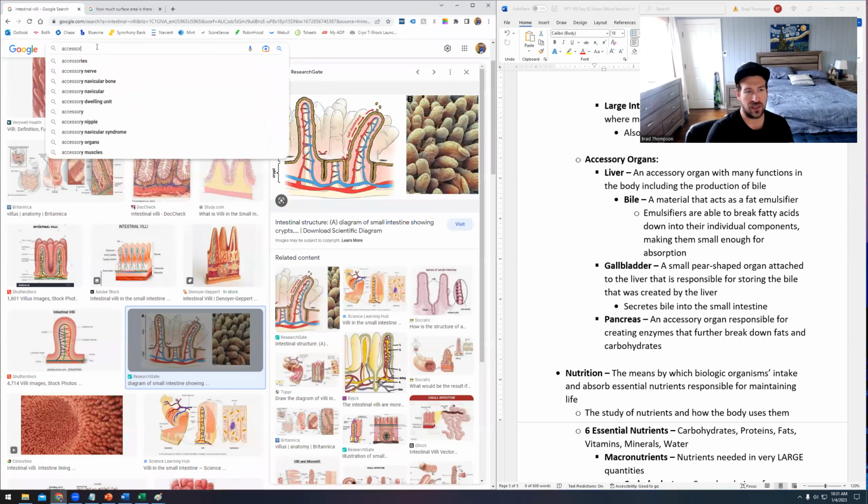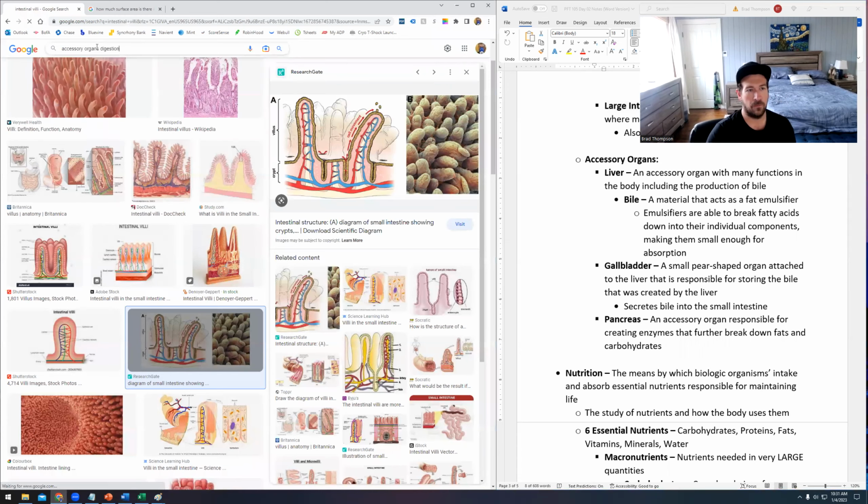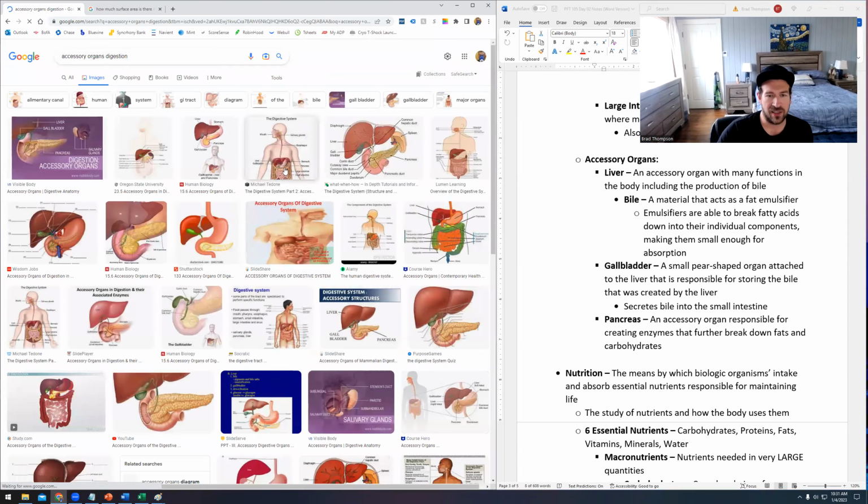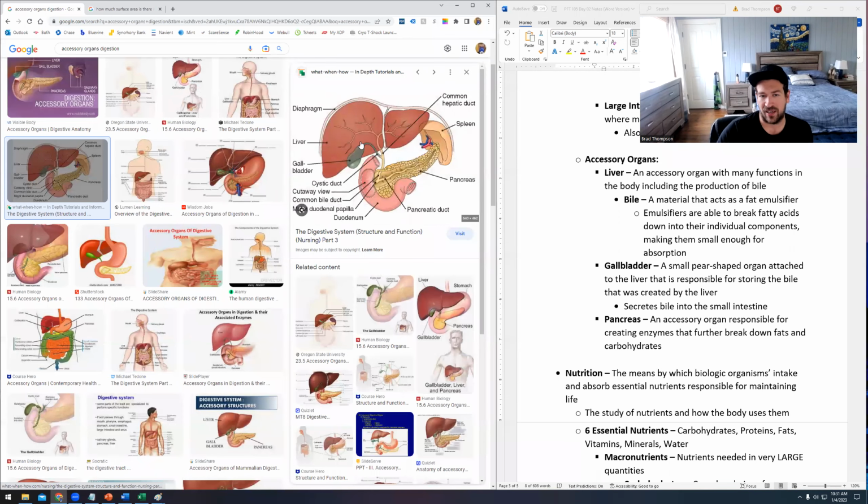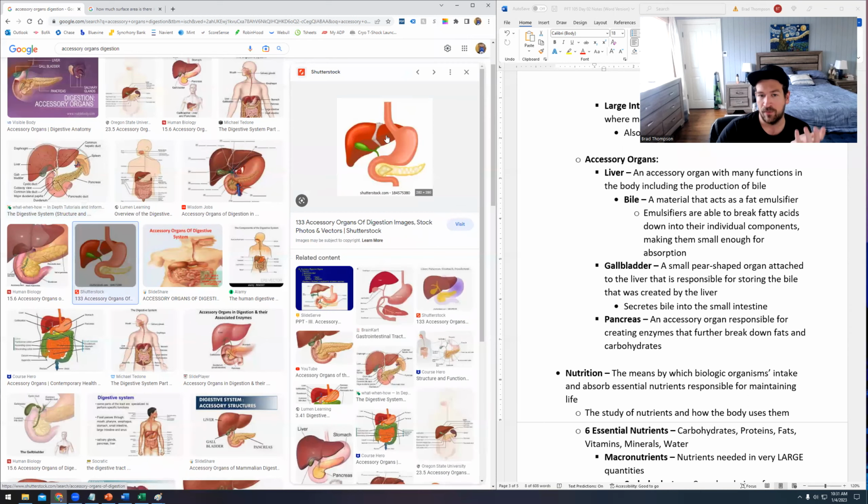You look at your accessory organs here. This is kind of what it looks like, right? You've got your liver right here. There's your spleen and your pancreas. There's your digestive tract, right? That's just a small section of the small intestine there. So these little things are simply attached to the digestive system.